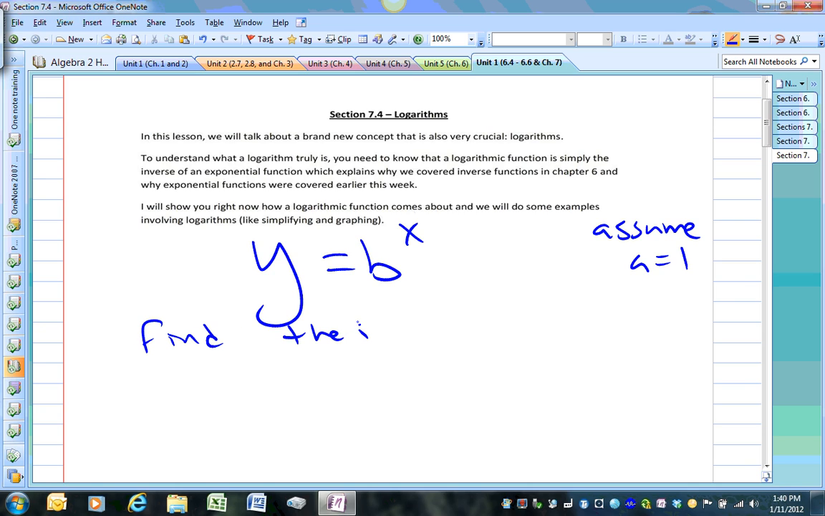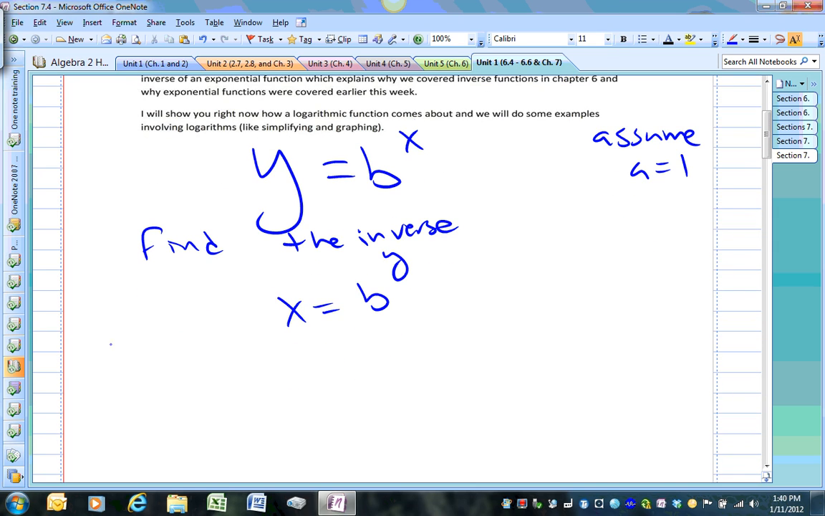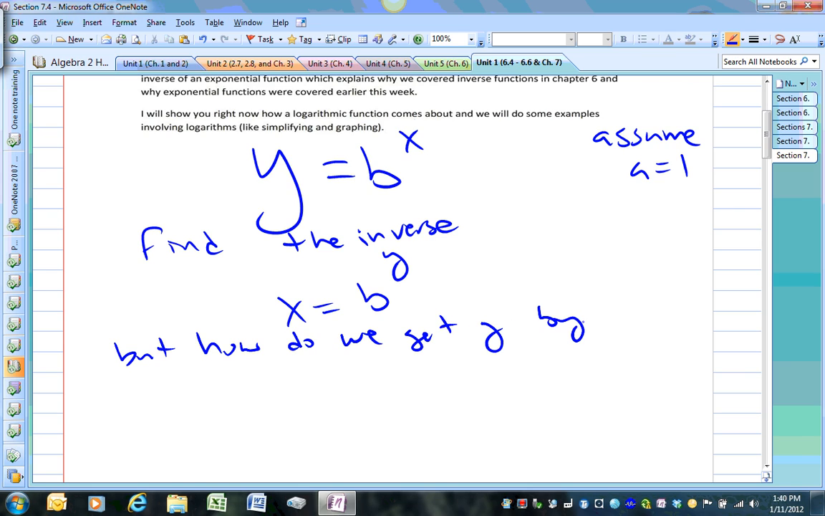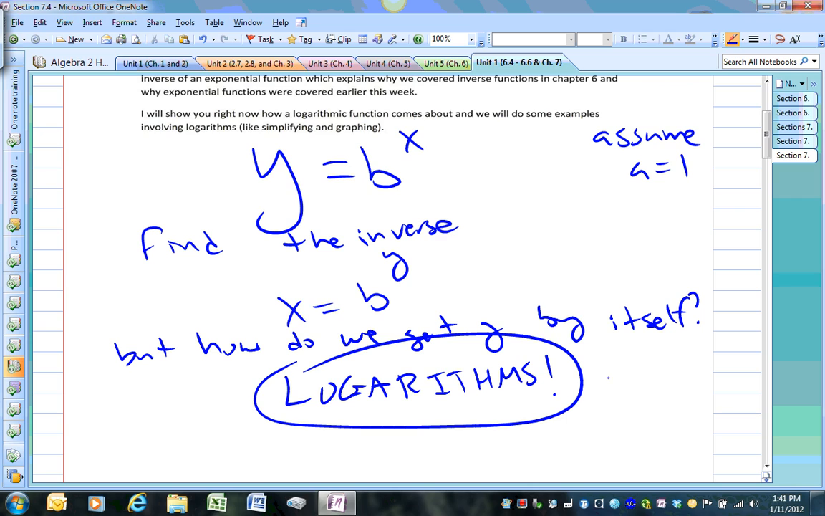If you now try to find the inverse, remember we switch x and y. We already talked about this last week. But how do we get y by itself? So that's where logarithm comes into play. Logarithms allow you to get y by itself. Or for short, we can say logs.